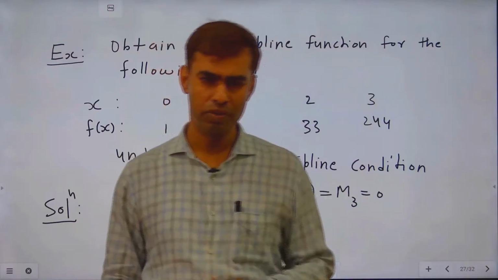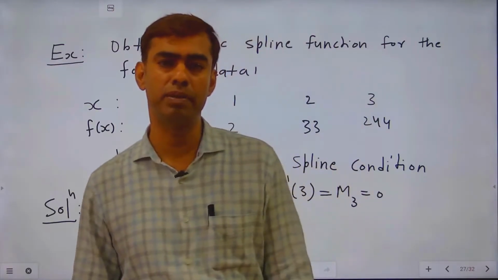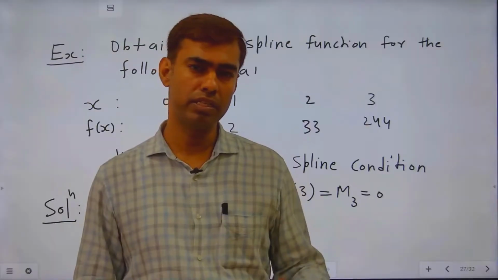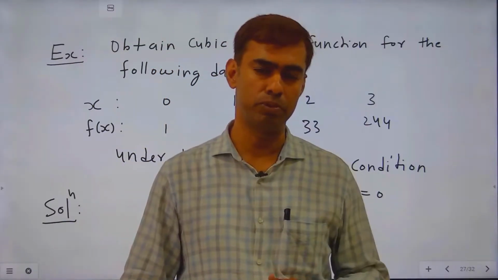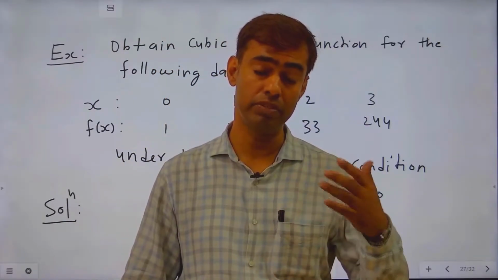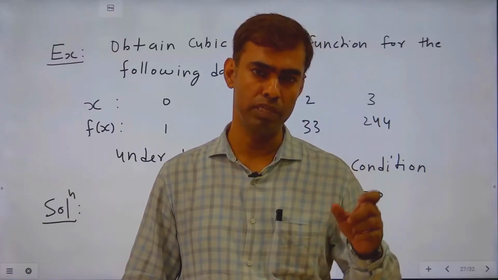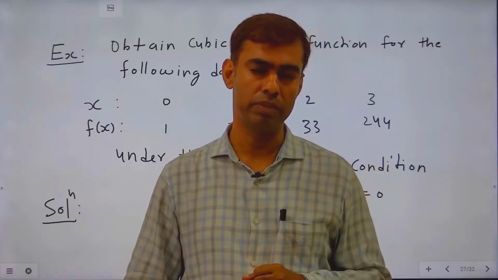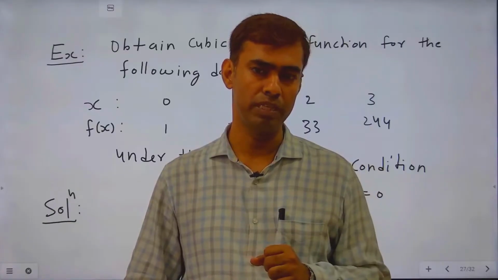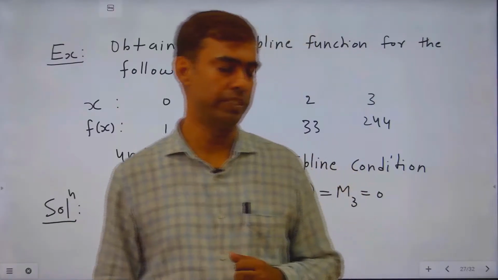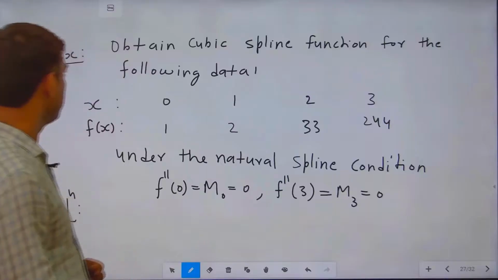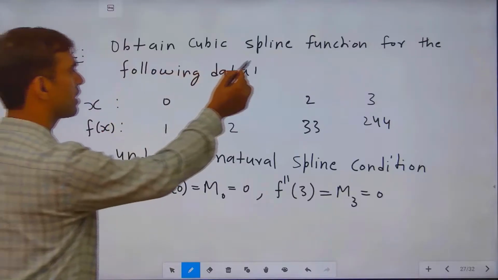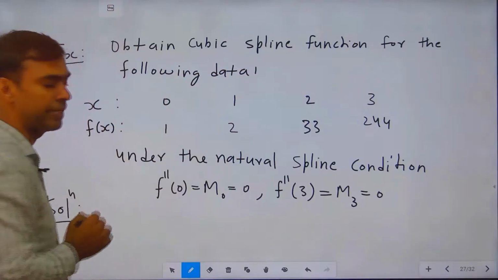So now we are going to solve one numerical problem using not the direct method but the alternate approach, in which we first write a polynomial and then find the unknowns of the polynomial with the help of a second equation. So what is the problem? The problem is to obtain a cubic spline function for the following data.